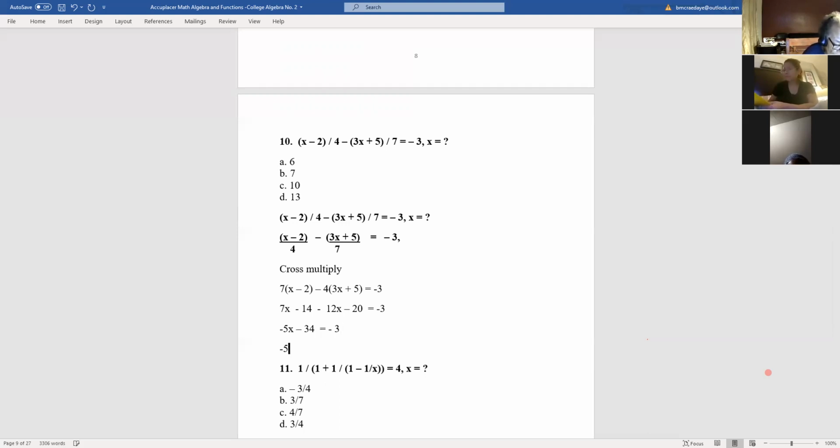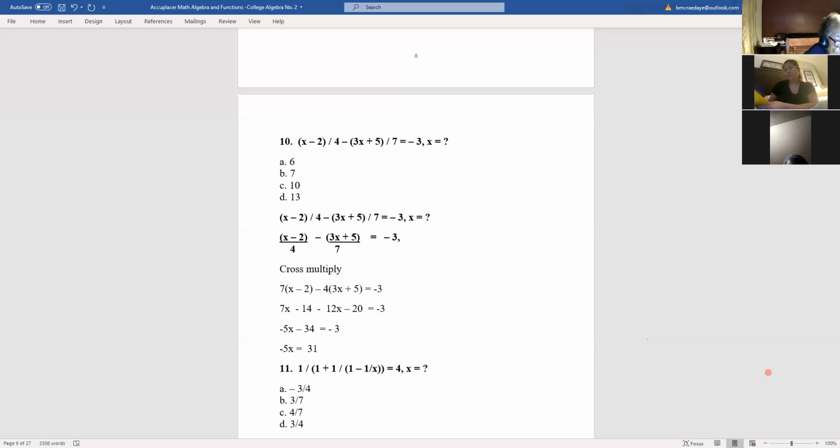Minus 5x equals, let's see, that would be a plus 34 and a minus 3, which gives you a plus 31. Well, I don't have a number to multiply by x to give me 31. So let's see, where did we make a mistake?